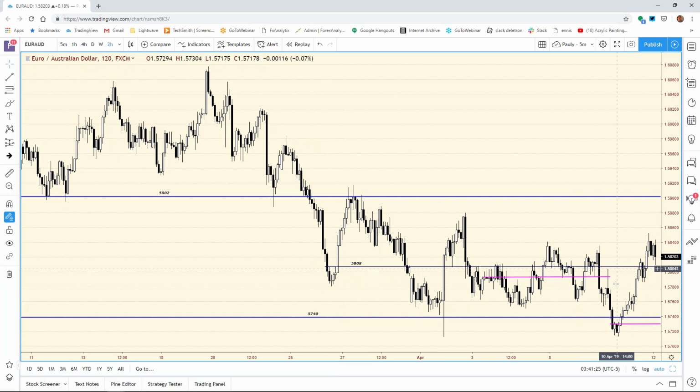And for support, pull this just a little bit lower. It's going to come in right there, 57.80.